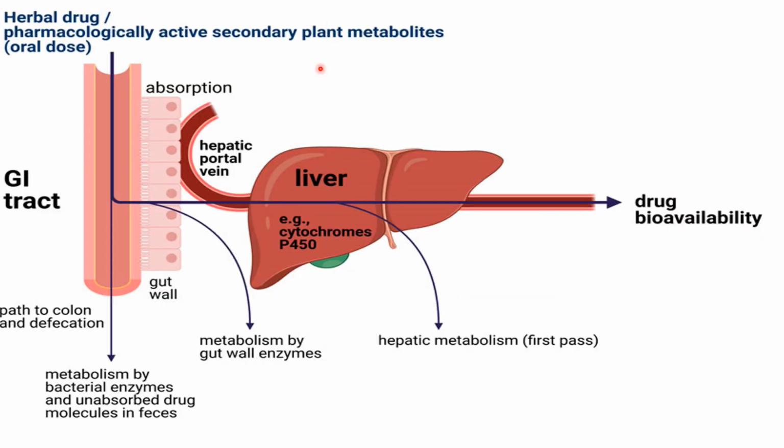This slide shows the first pass hepatic metabolism of a drug when it is taken by the oral route. A drug taken by the oral route through the GI tract first enters the liver through portal circulation, and in the liver it undergoes metabolism by liver enzymes, for example cytochrome P450, and then the drug is available to the plasma through systemic circulation. This is the first pass effect of the liver: the drug is first metabolized in the liver, and then it is available for plasma.